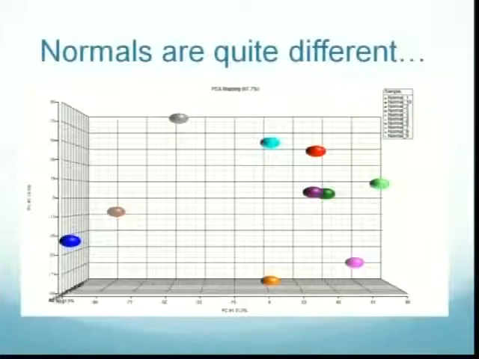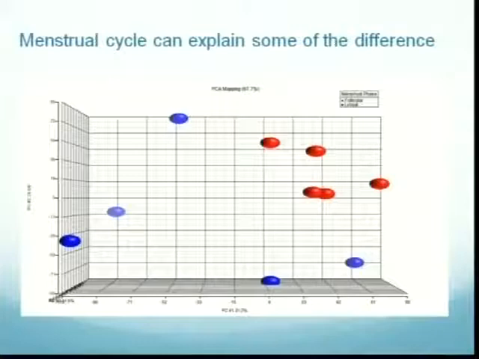But because we had really detailed clinical data on these samples, when we looked at a clinical parameter, we saw a nice, decent separation of these samples into these two clinical groups. So these samples in red represent samples in the follicular phase, which is premenopausal women on days 1 through 14 of their menstrual cycle. These samples in blue are women in the luteal phase, days 15 through 28 of their menstrual cycle.